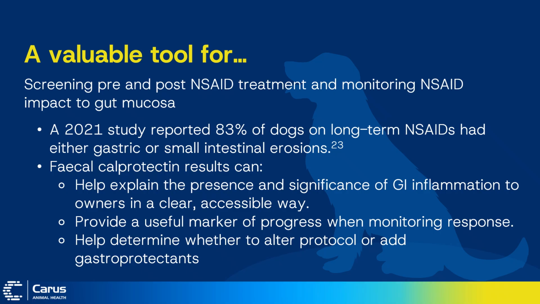Fecal calprotectin results can then help explain the presence and significance of GI inflammation to owners in a really clear and accessible way. It can provide a marker of progress when we're monitoring the response. And as I said, it can really help us determine, do we want to alter the protocol? Do we want to add gastroprotectants? Do we just want to monitor them more closely? But it allows that conversation to be opened up and had with the client.